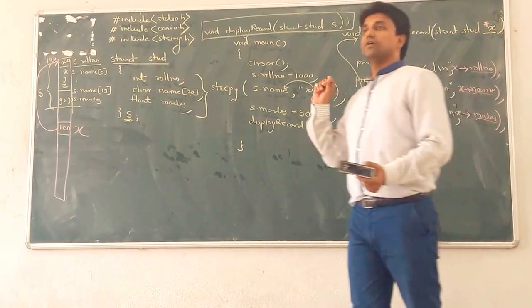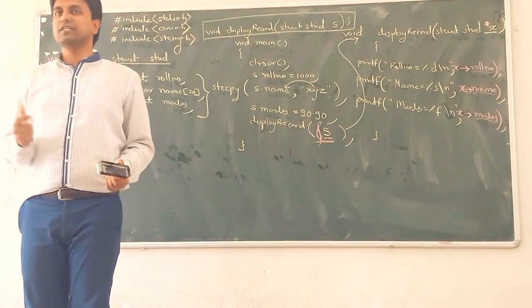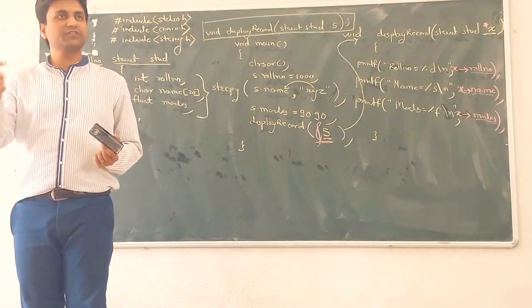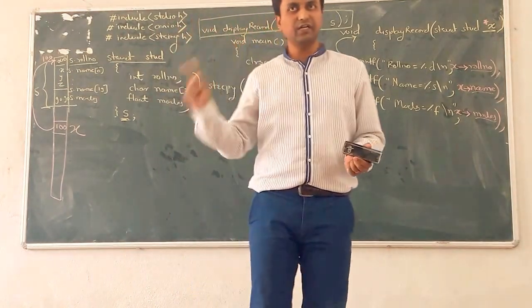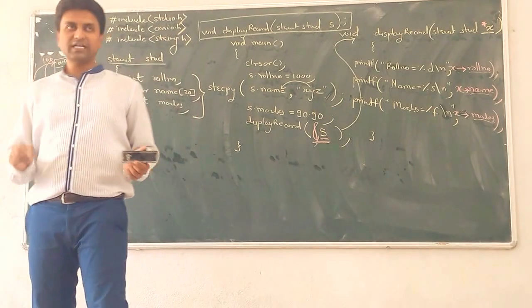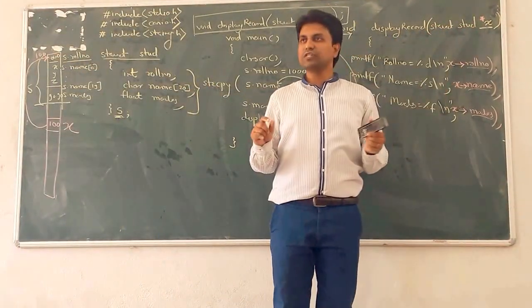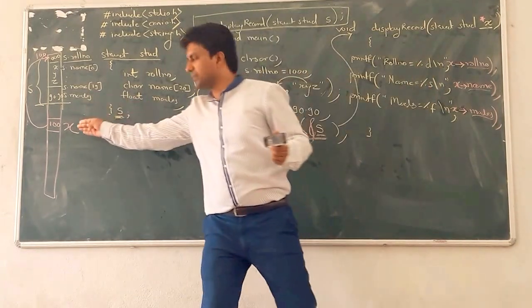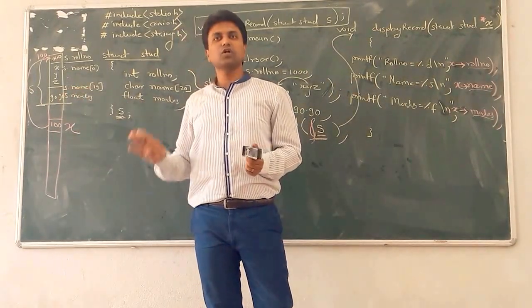Clear? For a structure passed to a function, we can pass the structure variable to the function. There are two ways. The first way is by value, the second way is by reference. When passed by value, separate memory is allocated for the catching variable, and data is copied member by member.